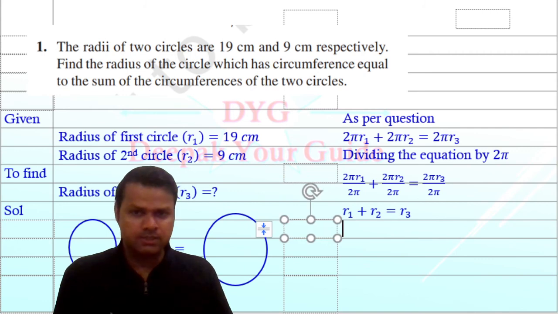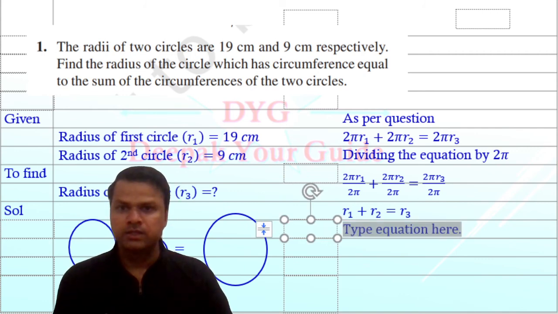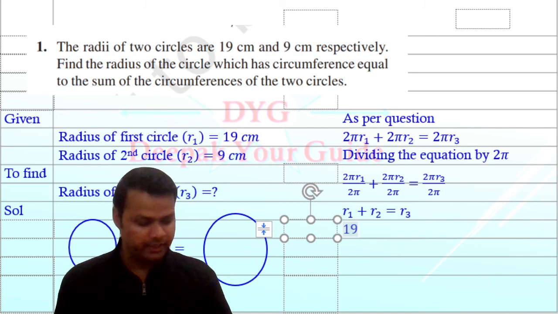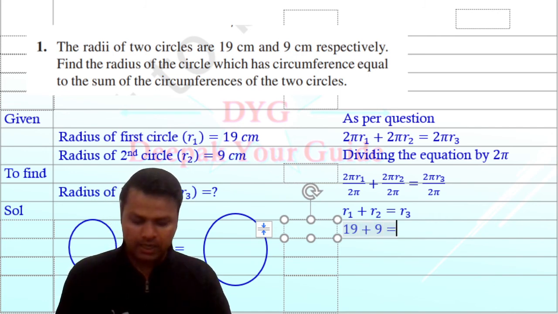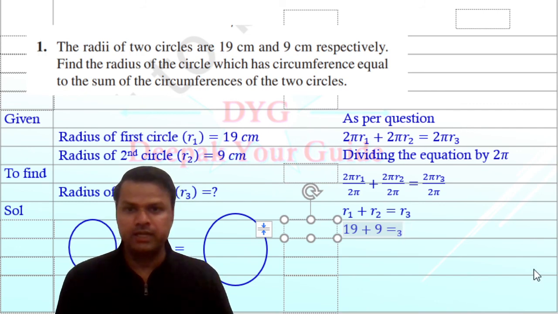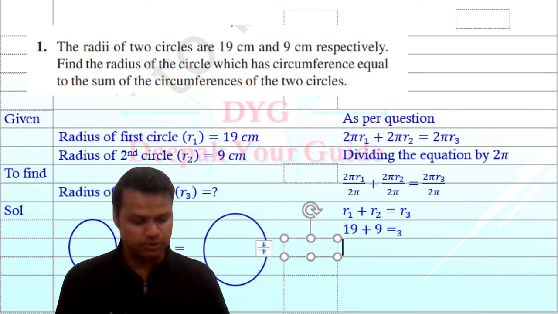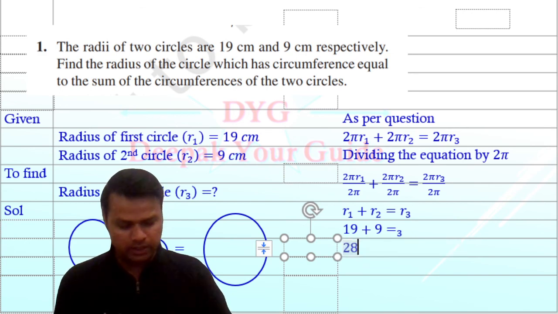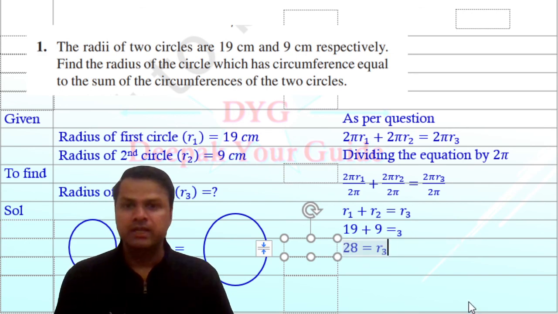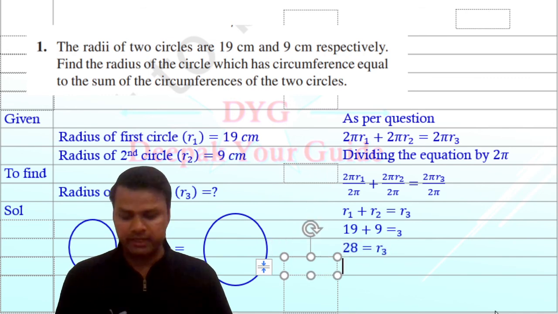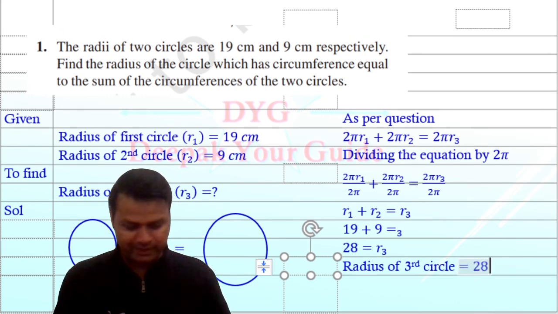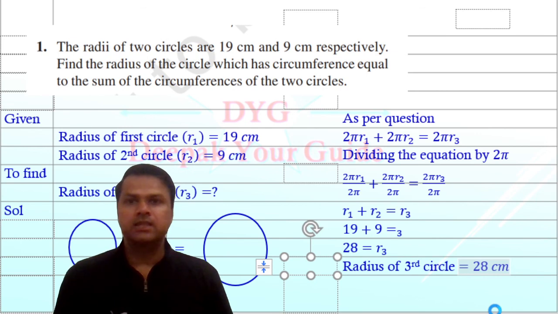But this is what you have to do: r1 plus r2. Now let's substitute the values. What is the value of r1? The value of r1 is 19. So we'll write 19 plus, what is the value of r2? 9. So we'll write 9 equals r3, which we have to find. And 19 plus 9 is what? This is 28. So we'll write 28 is equal to r3, and that is our answer. So we can write our answer: the radius of the third circle is equal to 28 centimeters. This will be our final answer.